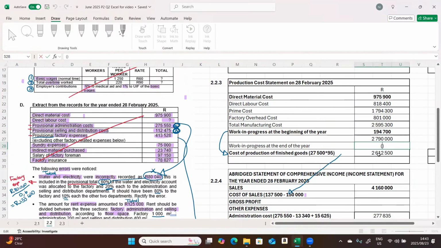Okay, because it's the difference between this amount, less the work in progress at the end of the year, that will give me the cost of production of finished goods. So you only have to say 2,790,000 less 2,612,500, and then that will give you the missing amount. Okay, so do that.